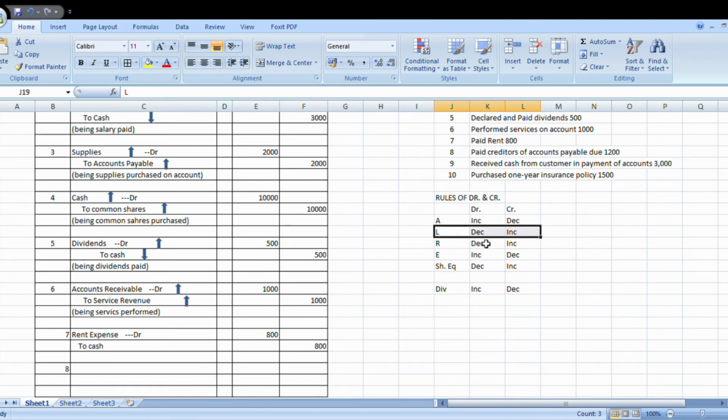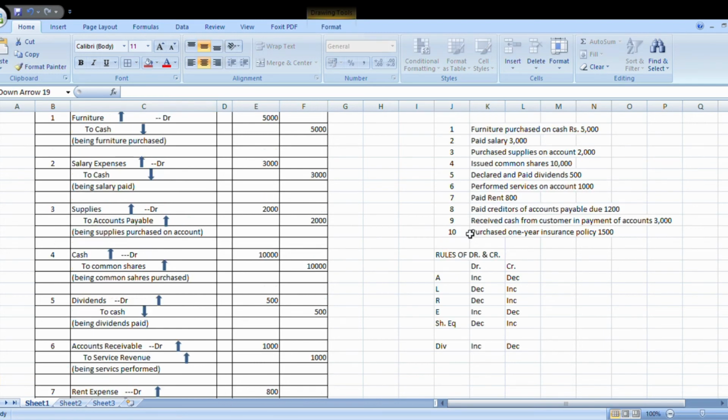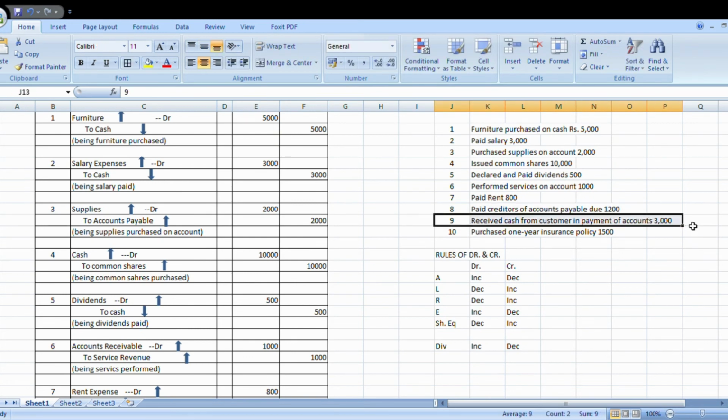When liability is reduced, you will debit it. When liability decreases, you debit it. So you will debit accounts payable now since you have paid them back. So you will debit accounts payable with what amount? You will debit it with 1200 and you will credit cash. Since cash has gone out, you will credit cash with that amount, and then later on you will write the narration.